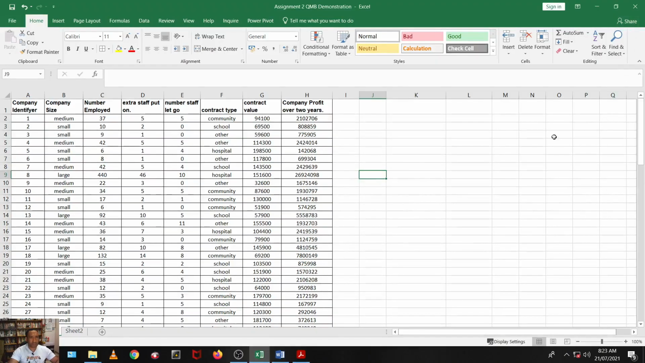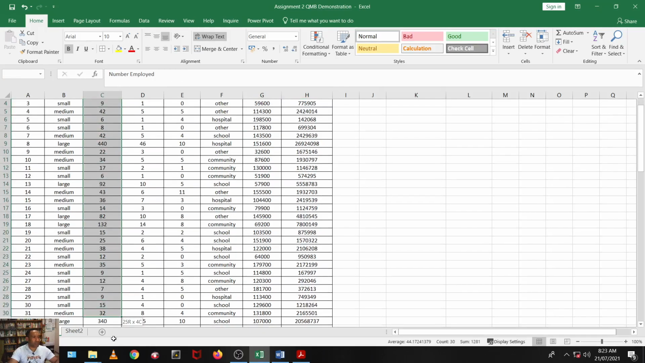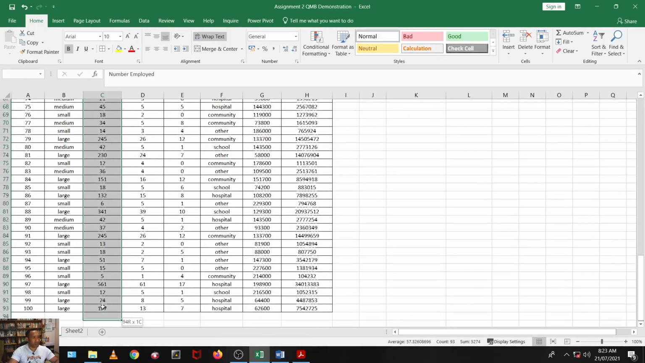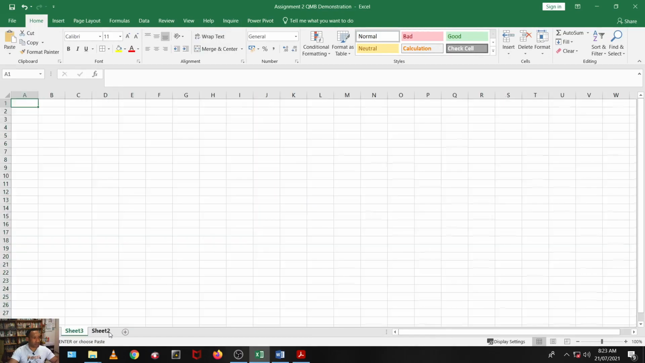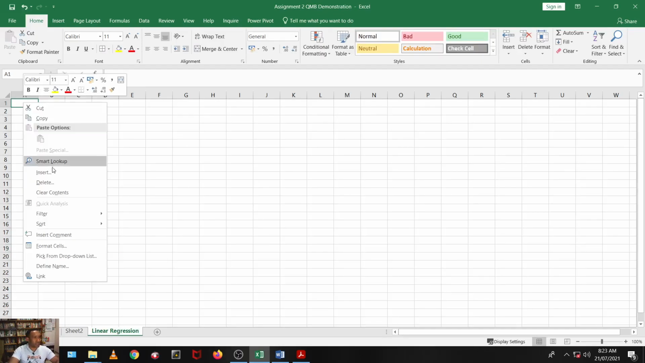to the raw data. Okay, and so this is the Excel file. There are two variables that are of interest here. It is the number employed and the company profit over 2 years. So what I like to do is copy these two variables to a new worksheet. So I'm going to create a new worksheet here. So maybe we can call this worksheet linear regression. Yeah, and I'll paste it right here.